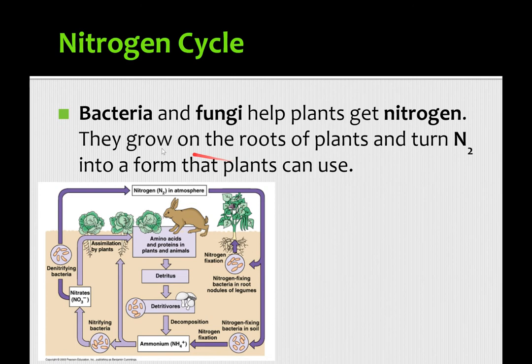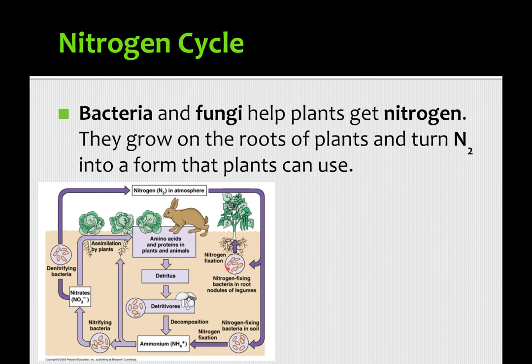So they're going to use bacteria and fungi to help plants get the nitrogen. So the bacteria and fungi grow on the roots of plants to turn nitrogen gas into a form that plants can actually use. And this is called nitrogen fixation. So nitrogen fixing bacteria in the root nodules of legumes, which is a bean plant.